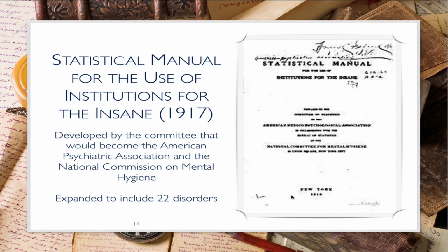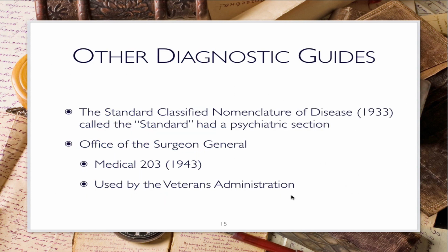The great-great-great-great-great-grandmother of the DSM was this book, which was the Statistical Manual for the Use of Institutions for the Insane. It was developed by a committee that would eventually become the American Psychiatric Association and the National Commission on Mental Hygiene. You had 22 different disorders in this book. Other diagnostic guides that came out over the years include the Standard Classified Nomenclature of Diseases in 1933. The Office of the Surgeon General had a book with the fascinating title of Medical 203 and was used primarily by the Veterans Administration.